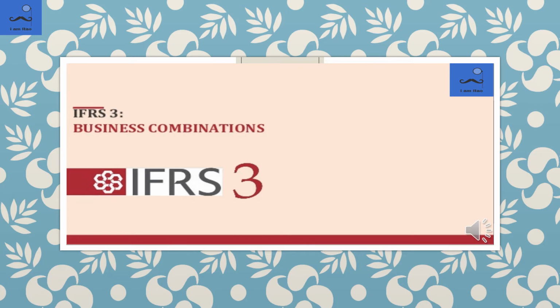Step number 4: recognizing and measuring goodwill or a gain from a bargain purchase. Goodwill is recognized as the excess of the aggregate of the consideration transferred, any non-controlling interest in the acquiree, and, in a business combination achieved in stages, the acquisition date fair value of the acquirer's previously held equity interest in the acquiree, over the identifiable net assets acquired, including any deferred tax balances. Goodwill can be grossed up to include the amounts attributable to non-controlling interest, which is the case when non-controlling interest is measured at its acquisition date fair value. A gain from a bargain purchase is immediately recognized in profit or loss.